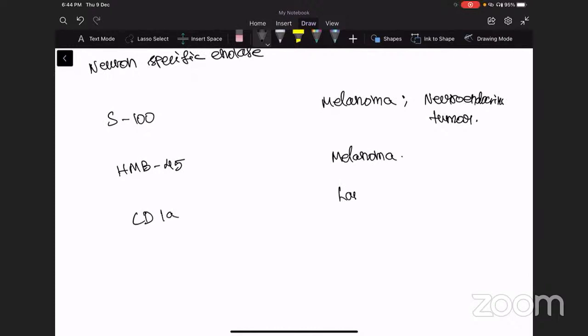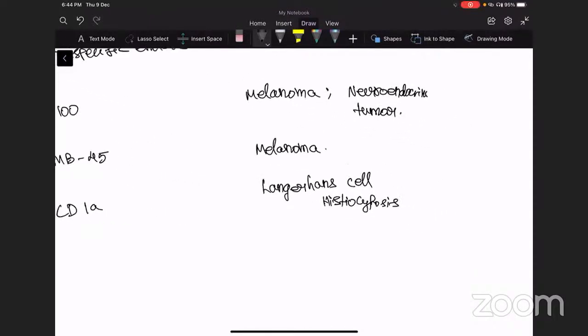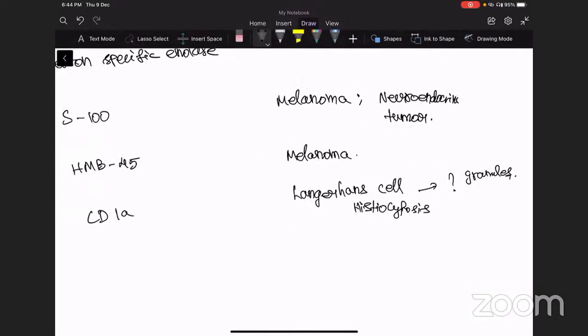CD1a, Langerhans cell histiocytosis. What is the name of the granules seen with Langerhans cell histiocytosis? It is a pathognomonic sign for Langerhans. If that granules is seen in the blood smear, it's going to be Langerhans cell histiocytosis.